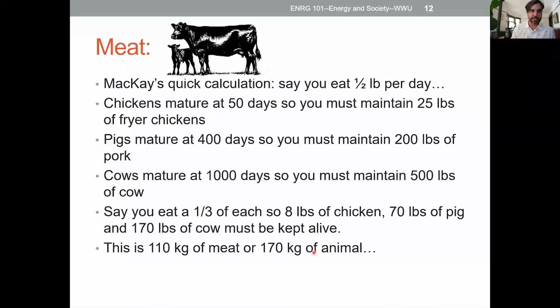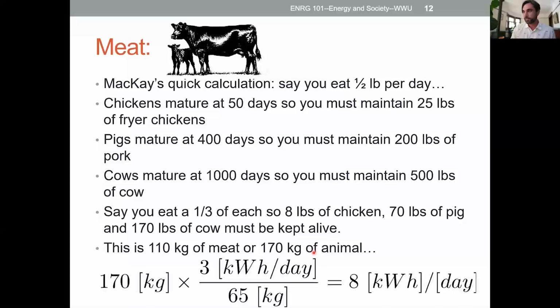How much does it take to maintain an elephant? Well, we can look at that. You would put in the mass of the elephant right here. So you'd put in 1,000 or 2,000 kilograms. But let's stick with the stuff you actually eat. 170 kilograms multiplied by 3 kilowatt hours per day over 65 kilograms. What's this 3 kilowatt hours a day and 65 kilograms come from? Where did I pull those two numbers from?